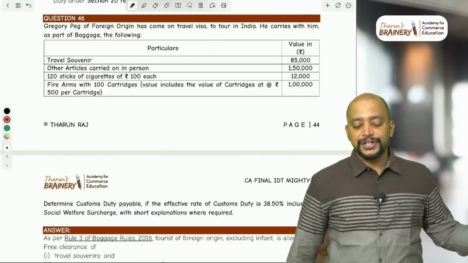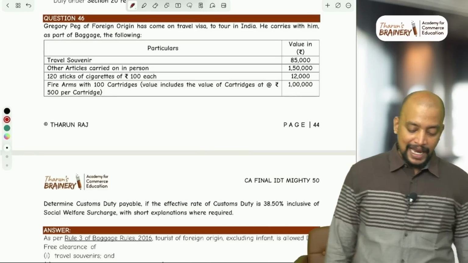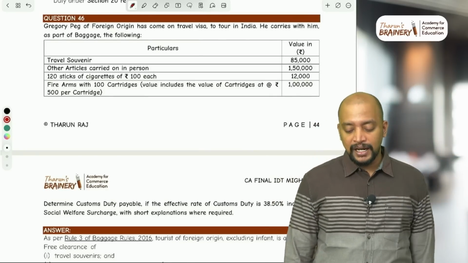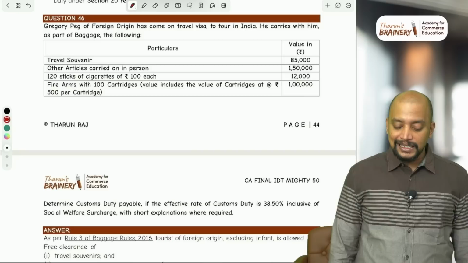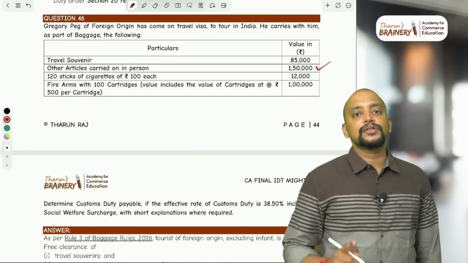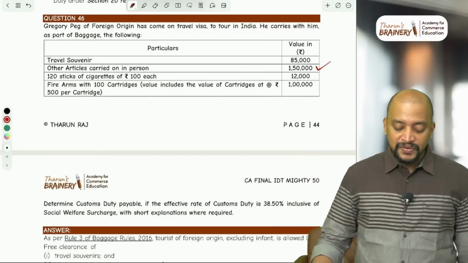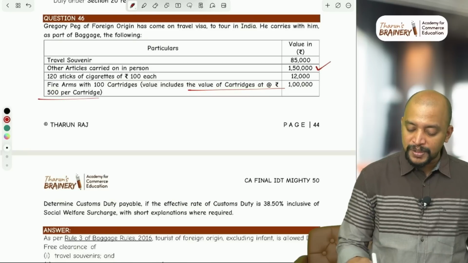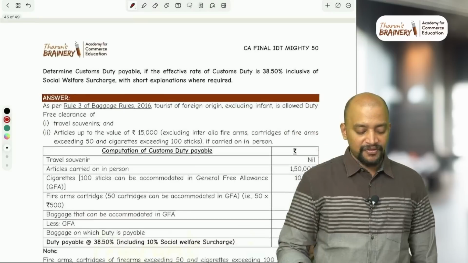Then question number 46. Gregory Pegg of foreign origin has come on a travel visa to tour in India. He carries with him, as a part of baggage, the following travel souvenir. A tourist of foreign origin can bring a travel souvenir, any limit like that is allowed, exempted. Other articles carried on person, dutiable 1,50,000, 120 sticks of cigarettes, 100 only comes under general free allowance, the remaining will be 110%. Firearms with 100 cartridges, value includes value of cartridges at 500 rupees per cartridge. So 100 into 500, 50,000. So the remaining 50,000 is for the firearm.